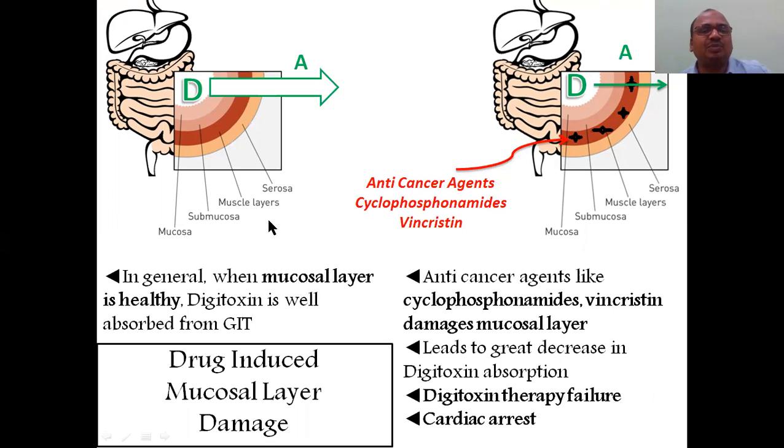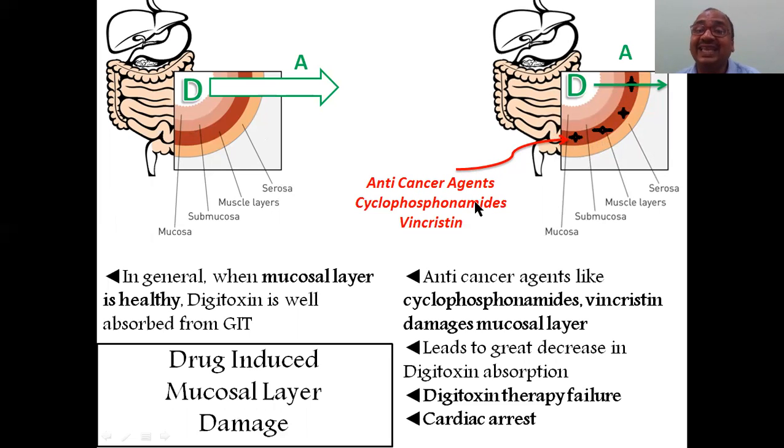Now, drug induced mucosal layer damage. See here, this is the mucosal layer, muscle layer, and submucosal layer. Four layers are there: 1, 2, 3, 4. All four I have shown here. Digitoxin is very well absorbed from the GIT when the mucosal layer is healthy. But here, see the things. This mucosa, whatever it may be, these entire four layers will get damaged.